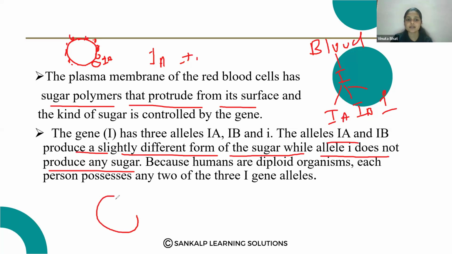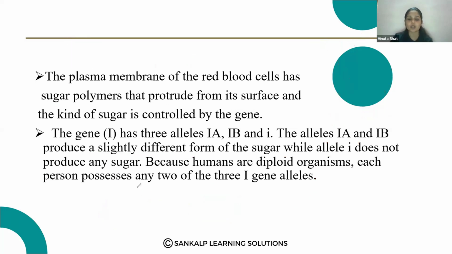Okay, just imagine this is the red blood cell. There are some type of sugar polymers produced by the IA. IB means that is slightly different. Just imagine IB is like this, and if small i gene is there, it does not produce any sugar polymers on the red blood cells. Based on these sugar polymers, the blood grouping is done.